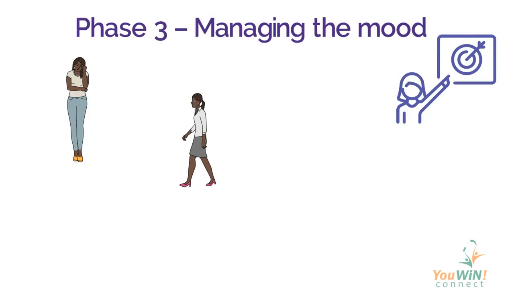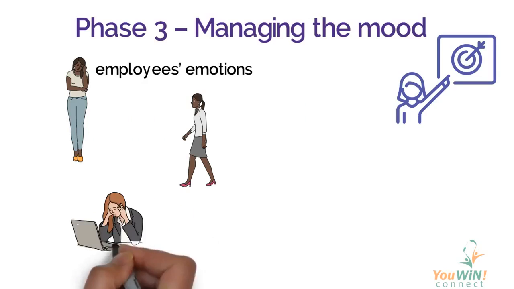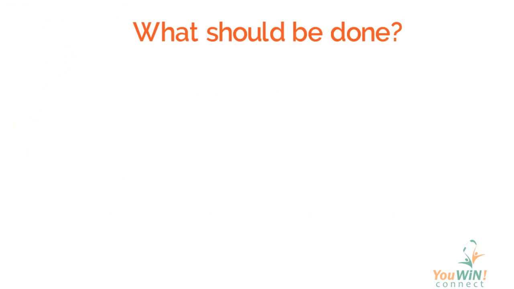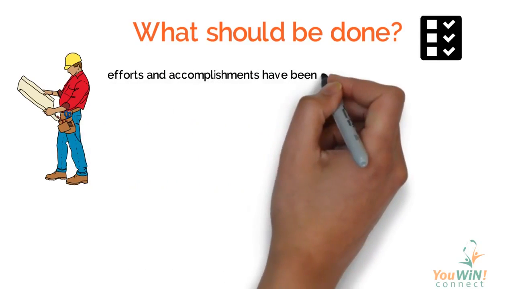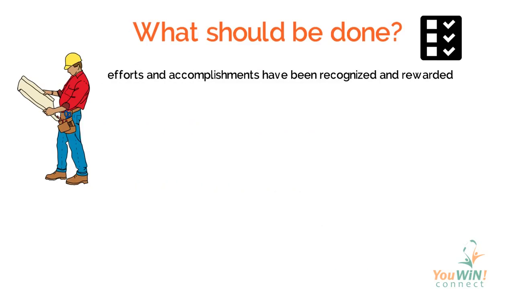At this stage, the leaders need to pay close attention to the employees' emotions. Leaders should be aware of the ebb and flow of their feelings and moods in order to take appropriate actions to reduce stress and encourage people to adapt to the change. What should be done? We need to acknowledge staff's feelings and efforts. It is the leader's task to make staff feel that their sacrifices are not in vain, and that their efforts and accomplishments have been recognized and rewarded.